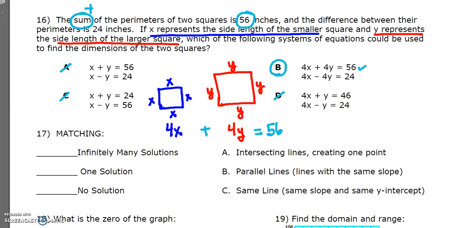The other equation, though, let's just go ahead and talk about the other equation said the difference between their perimeters. So I would say the same thing. The 4x minus 4y equals, this time it equals 24, which of course is the other equation right here. So we are good to go.